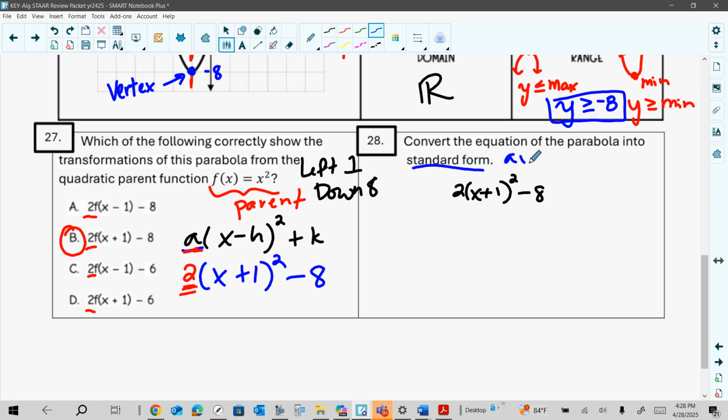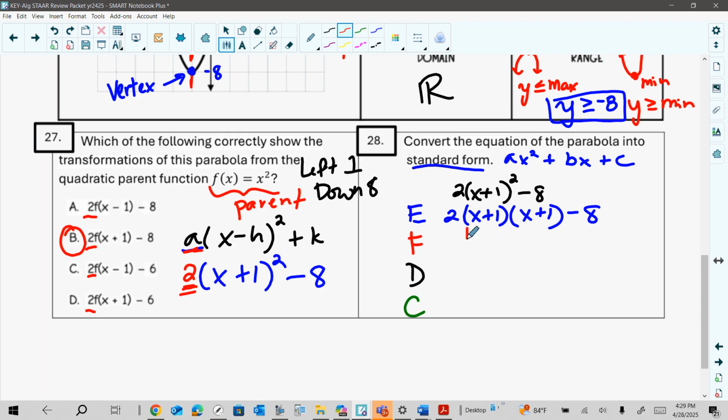Remember, standard form is when we have ax squared plus bx plus c. So in order to do that, you have to remember your little steps: you have to expand your binomial square, use your FOIL method, distribute, and combine like terms at the very end. So first thing I'm doing is expanding my binomial square. I keep the 2 in front, and I write 2 factors, because that's what that exponent is, of x plus 1. So I have x plus 1, one factor, x plus 1, the second factor, then minus 8.